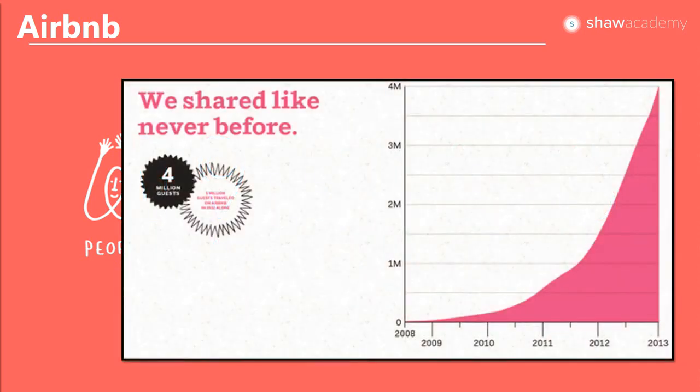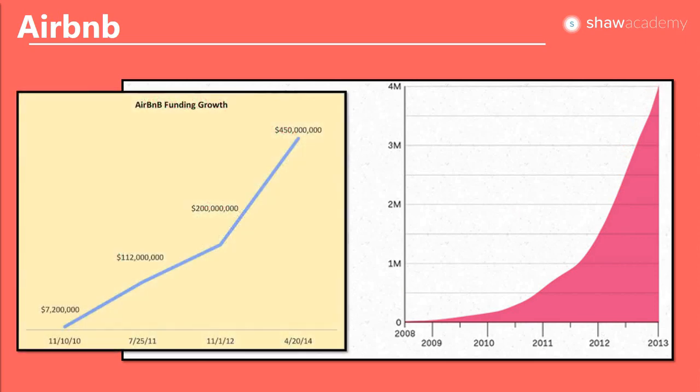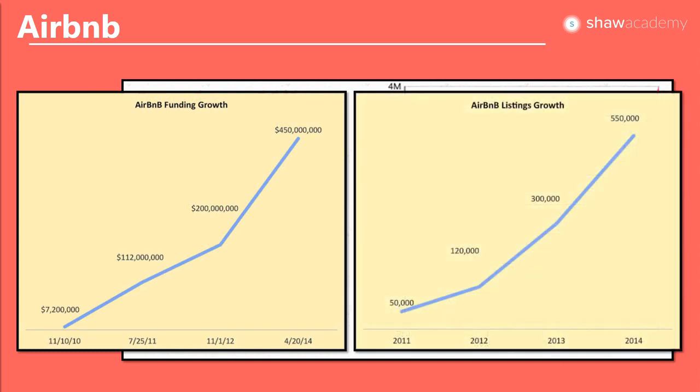Just to bring up a couple of stats that they achieved: they went from 2008 up to 4 million guests. They facilitated 4 million guests by 2013, and they've just grown year on year since then. You can see their funding grew as well, as did their listings.